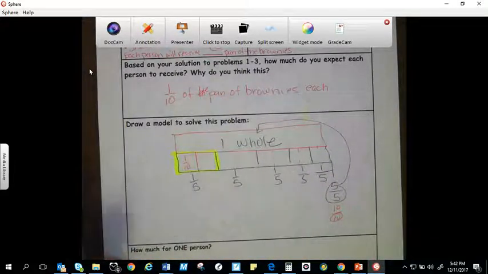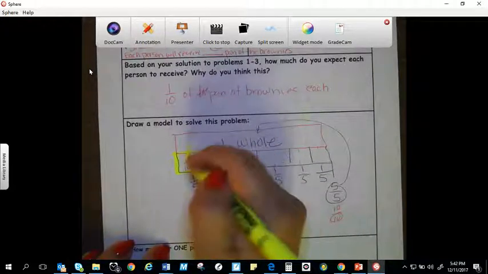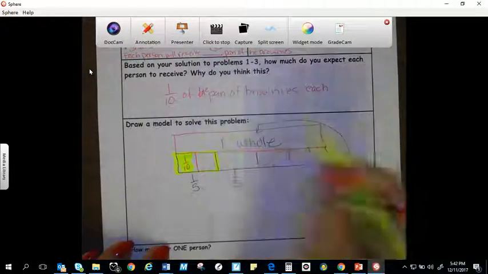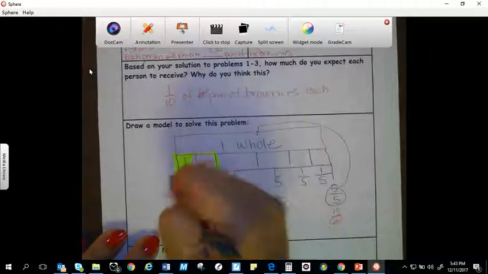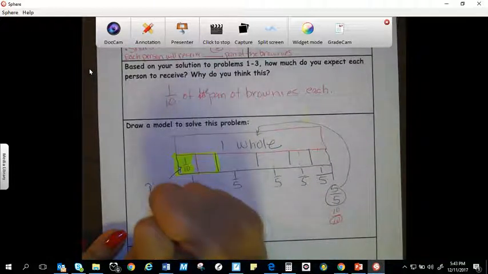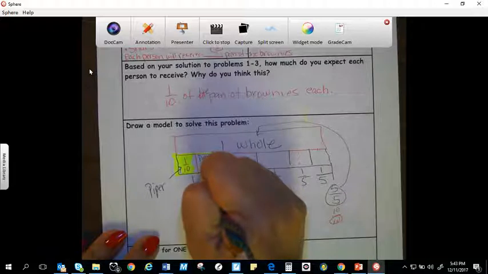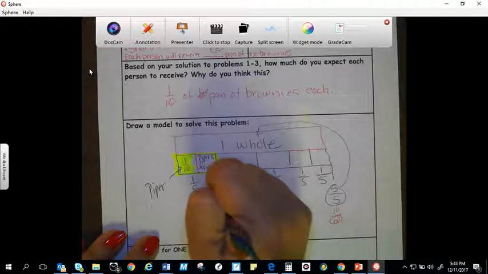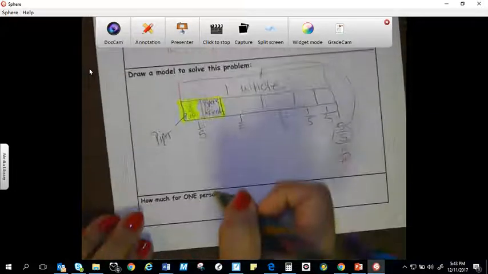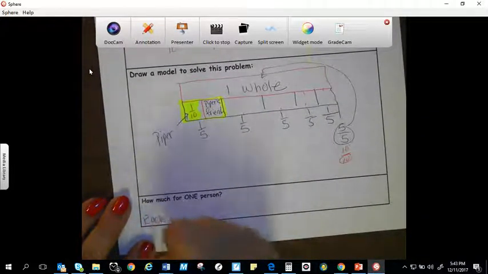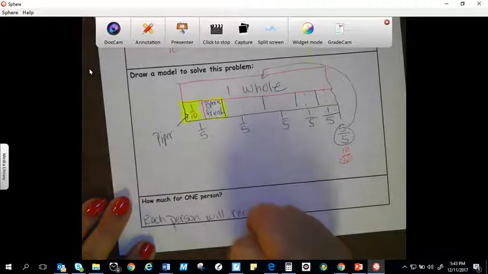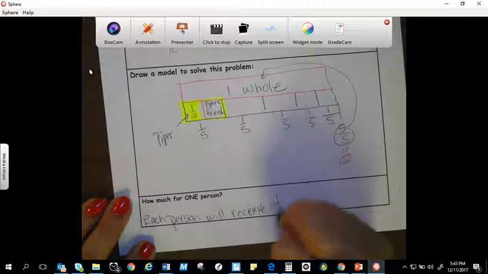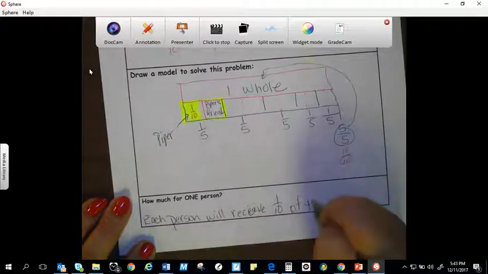Okay, so now each person, so this would be Piper, and then this would be Piper's friend. I'm drawing an arrow, that would be Piper, and then Piper's friend. How much for one person? Each person will receive 1/10 of the pan of brownies.